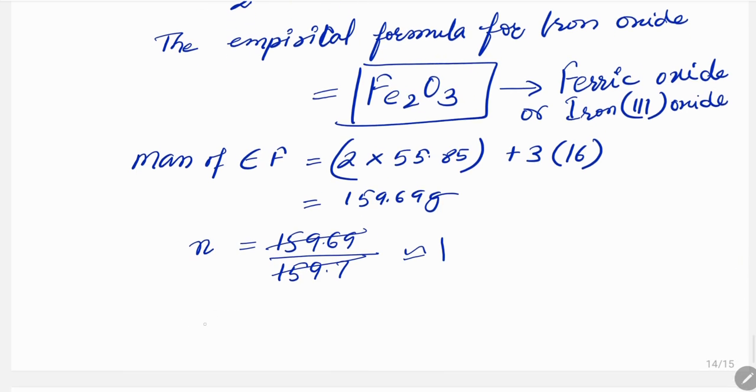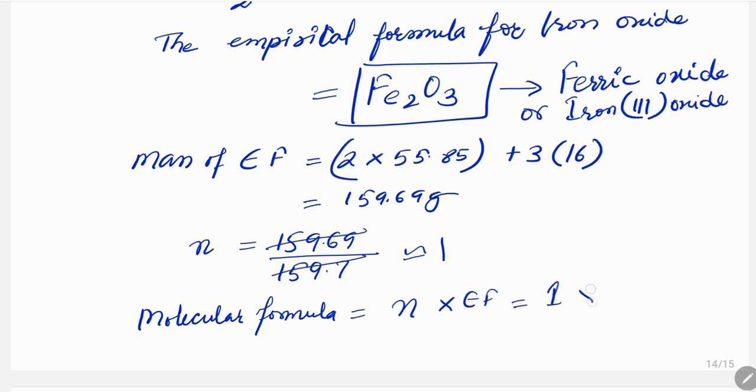So if the n factor is 1, then the molecular formula is equal to n multiplied by the empirical formula. So n is 1 multiplied by the empirical formula, which was Fe2O3. So the molecular formula becomes Fe2O3. So this is how you will calculate the molecular formula.